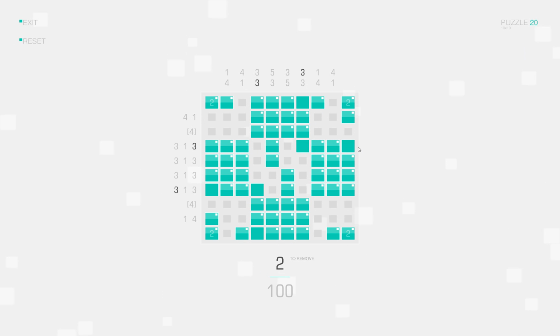We can remove this or this. We have to remove this or this, one of these, and we have to remove one of these. And then we don't have to remove anything else, so we have to keep the rest. So one of these and one of these and keep the rest. So we have to keep this, we have to keep this. Was there anything else? That should be it.